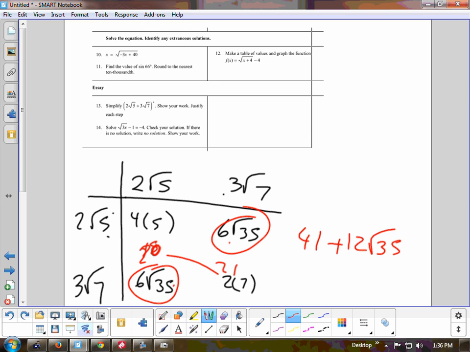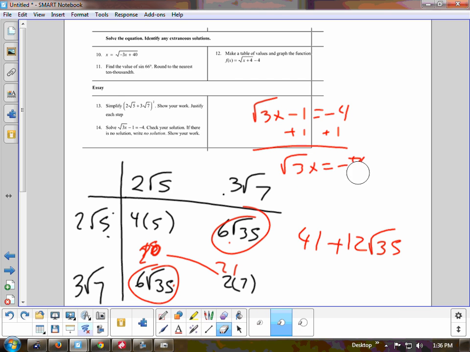Okay, the last question, we're going to bring the 1 over by addition. Add 1 to both sides, and you get radical 3x equals negative 3. Square both sides, we get 3x equals 9, x equals 3.